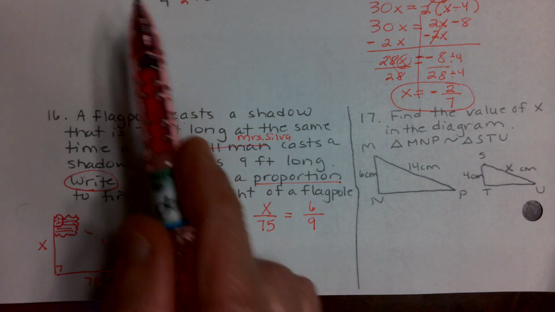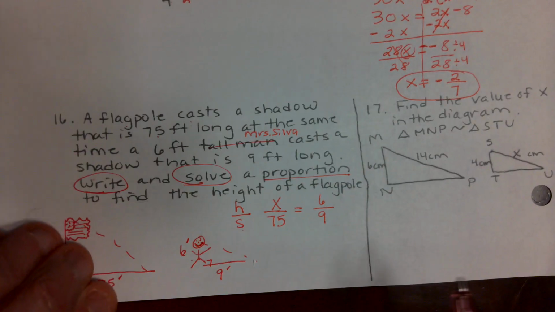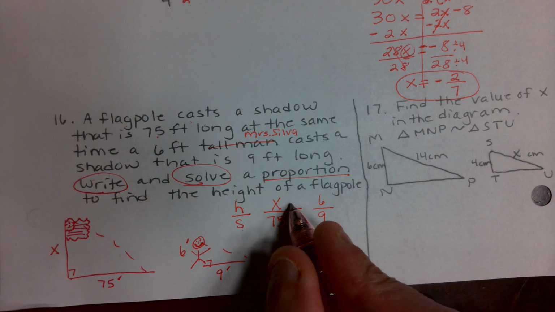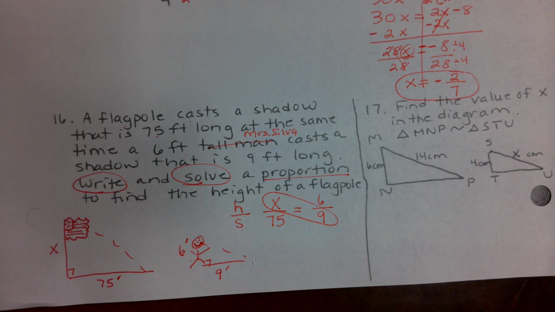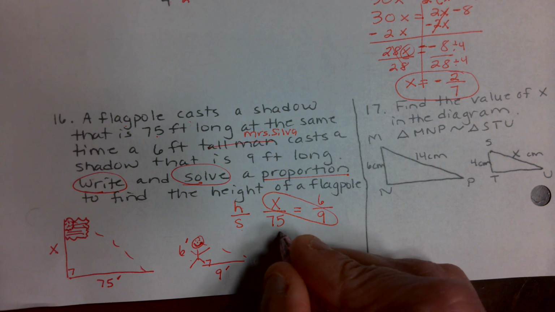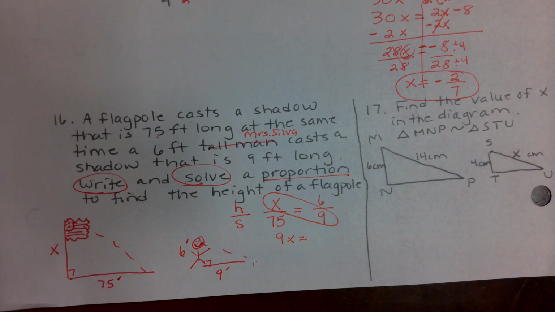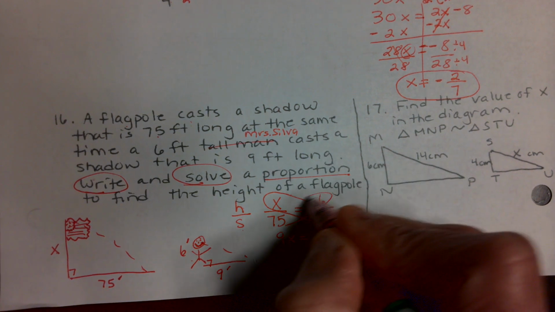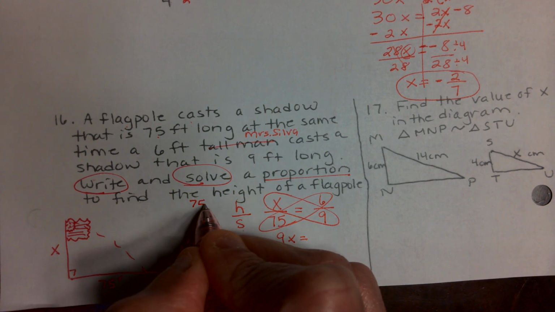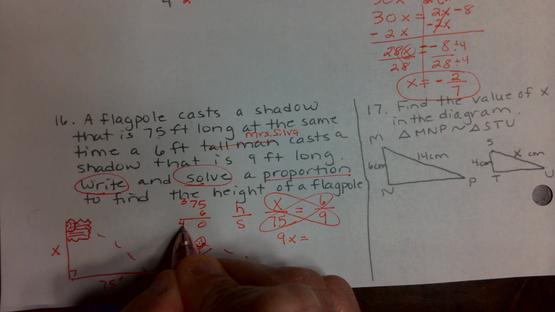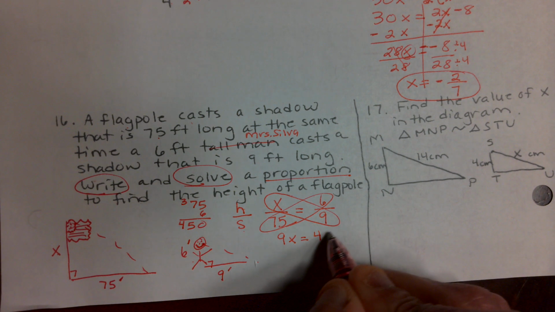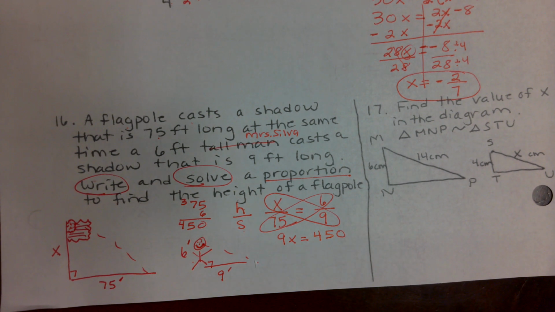Then we have to solve just like we did when we had a proportion up here. You can either multiply, but in this case we're going to actually use our cross products. So x times 9, I'm going to write it with the number first, is 9x. 75 times 6. 0, 3. 42 plus 3 is 45. So 450.